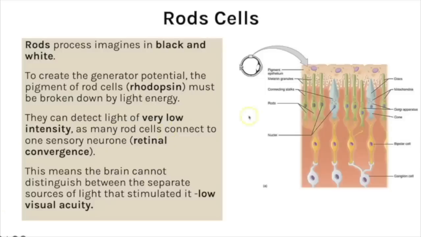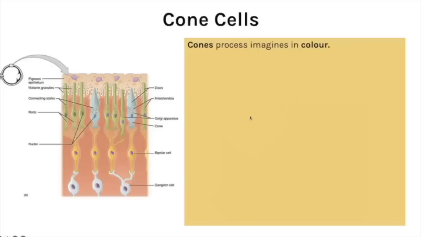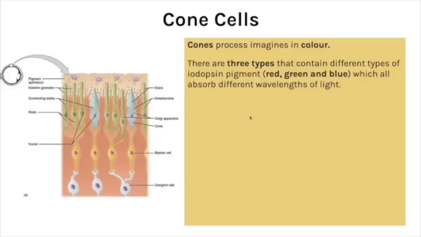Now, the other type of cell that is a photoreceptor is the cone cells. And there are 3 types of cone cells, and each one contains a different type of iodopsin pigment. There's one that is for red, green, and the last one blue. And they all absorb slightly different wavelengths of light.